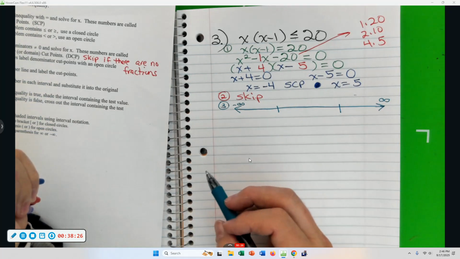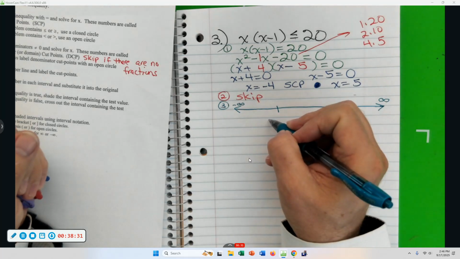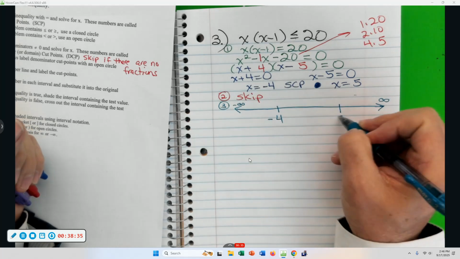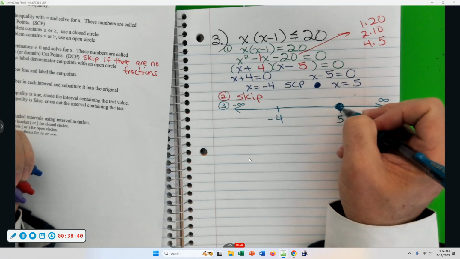The cut points have to go small to big. Which one am I going to write on the left side? Negative 4, right. And then the positive 5, and those cut points are closed circles.